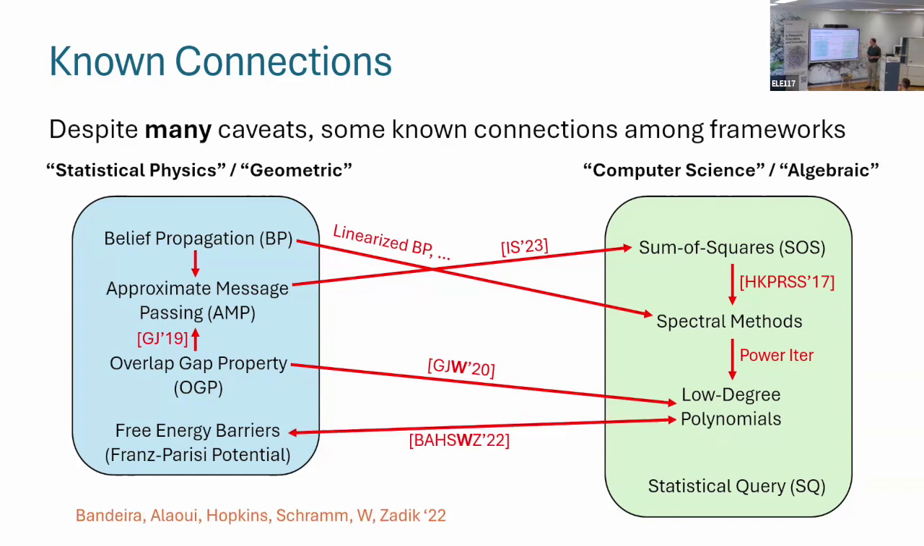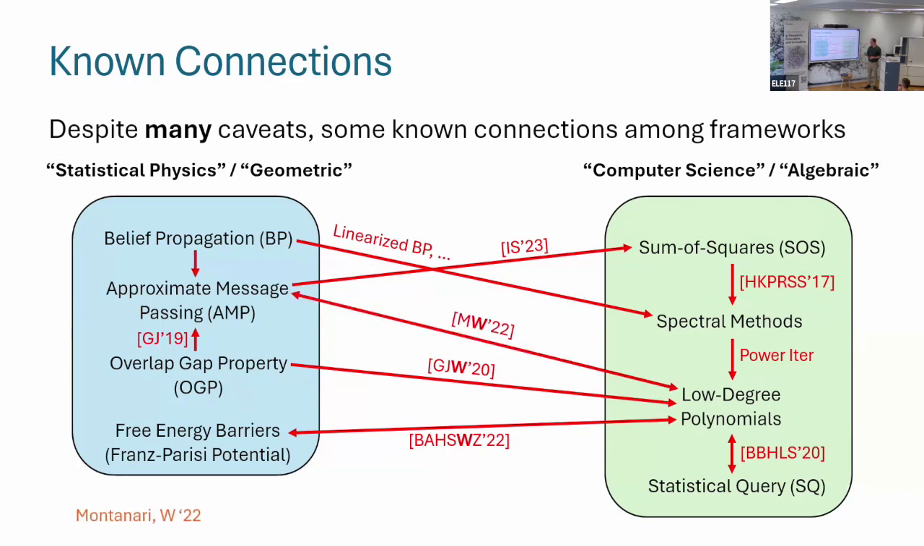This will be something I talk about later, but there's some connection between low-degree polynomials and some geometric version of free energy barriers. Also, some known rigorous connection between low-degree polynomials and the statistical query model. Some kind of equivalence between AMP and low-degree polynomials for a given problem. And then finally, very recently, a connection between this free energy barrier and statistical queries. So, okay, that's maybe some kind of overview of the known results.